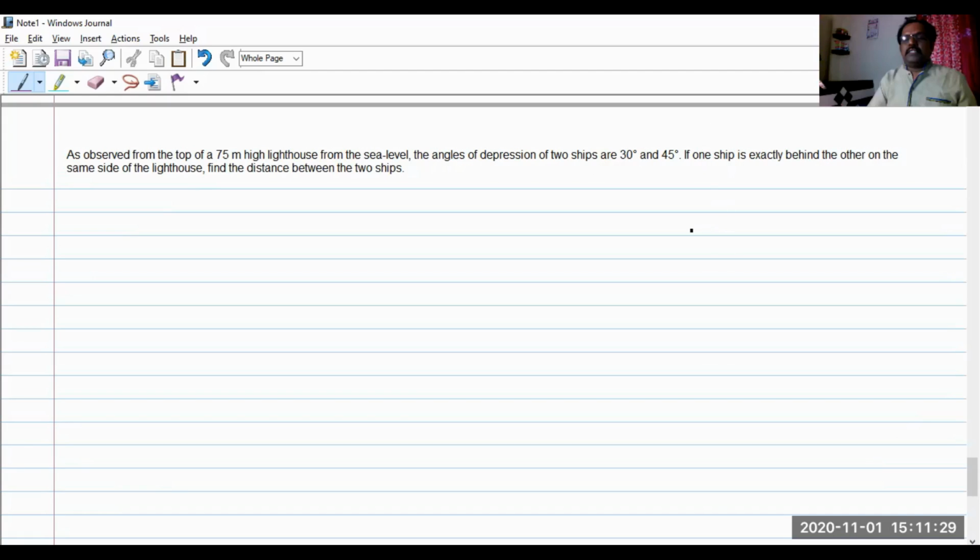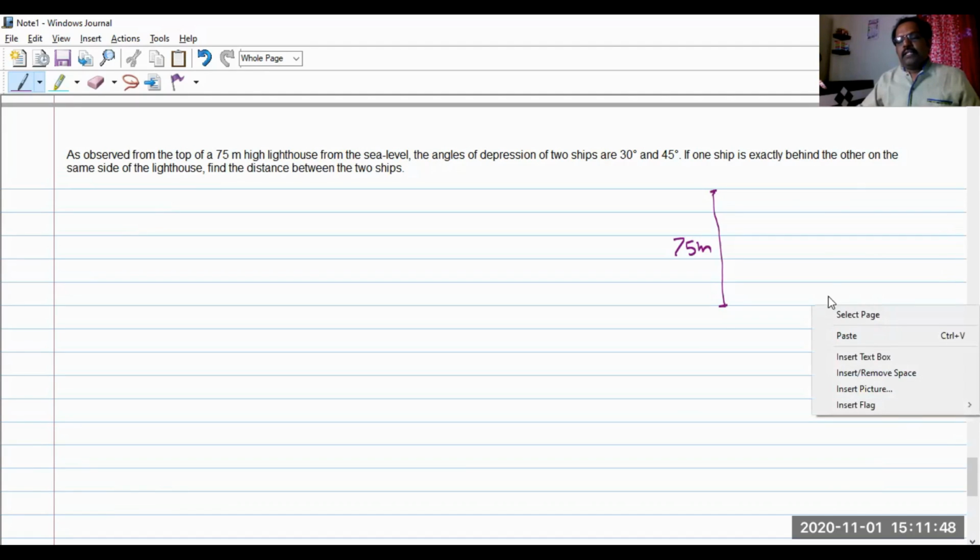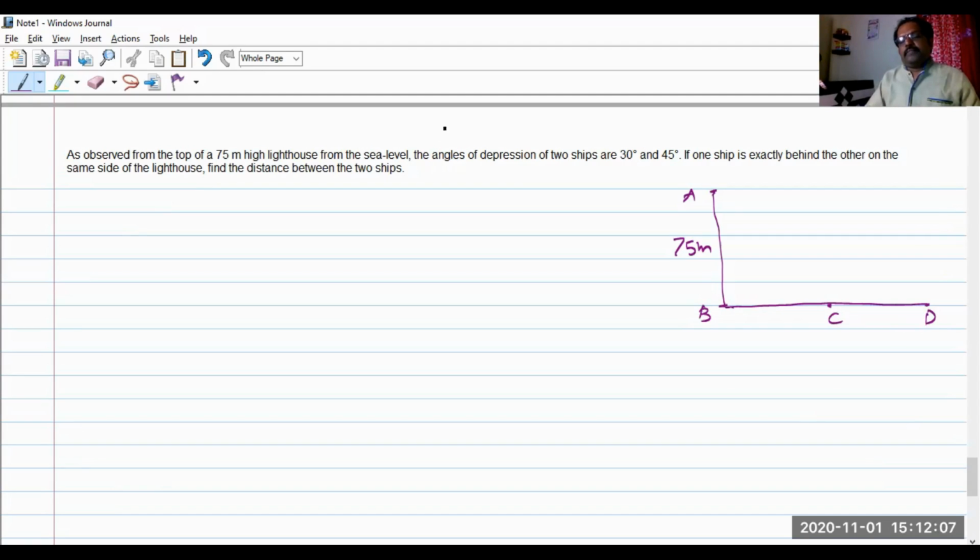Okay, so let's have a lighthouse in the sea. Let this be the sea, and a lighthouse here in the sea. Its height is 75 meters. So there are two ships in the sea, just one behind the other. Let these be the two ships at the sea level. So this is the sea level here. Let AB be the height of the lighthouse, and C and D are the two ships in the sea.